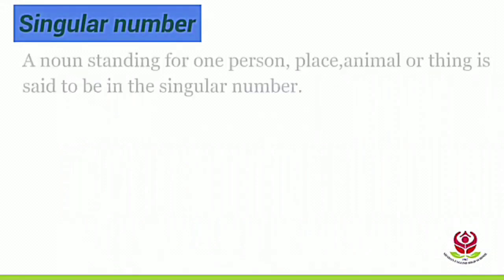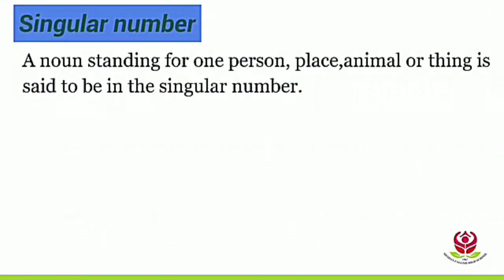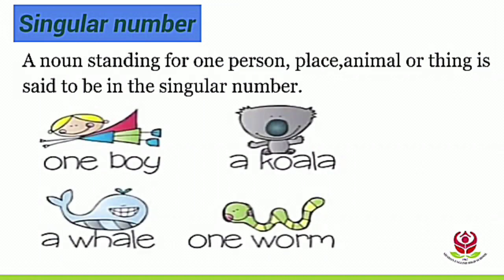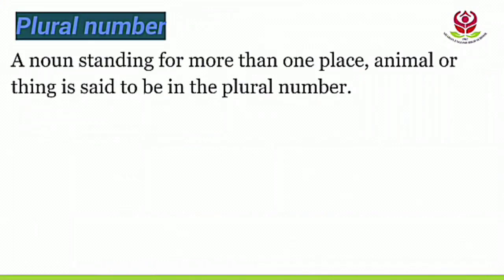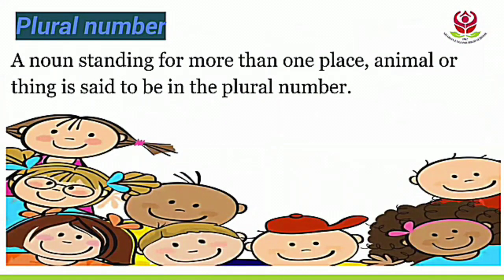Singular number. A noun standing for one place, person, animal or thing is said to be in the singular number. Look at the examples. Plural number. A noun standing for more than one place, animal or thing is said to be in the plural number.